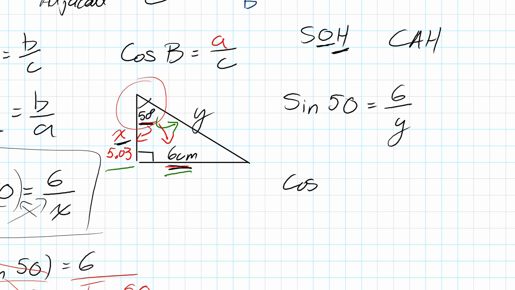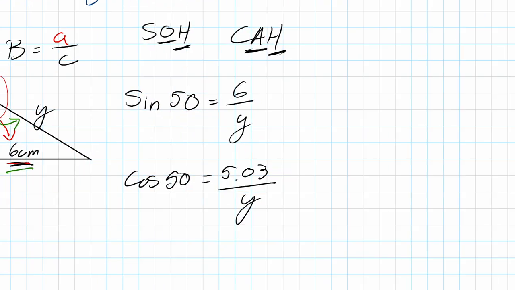Or cos of 50, we're using that exact same angle. I can set both of them up, I'll get the exact same answer. Cosine is the adjacent over the hypotenuse. Well, the adjacent is that other side I found, 5.03 over y. So we now have two ratios we've set up.